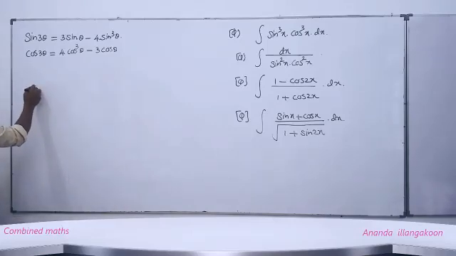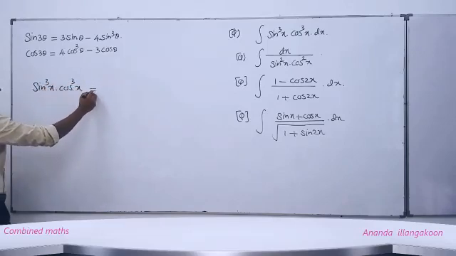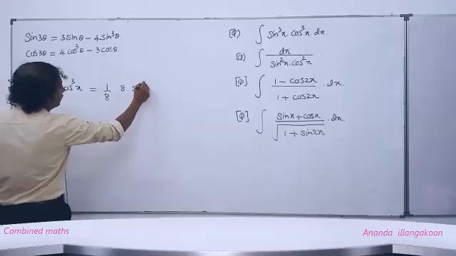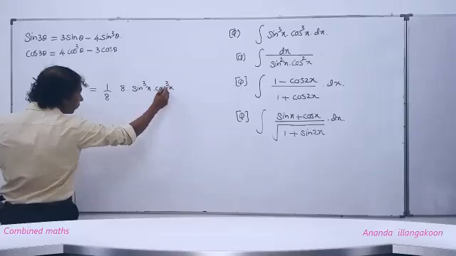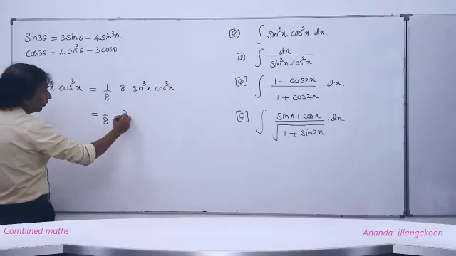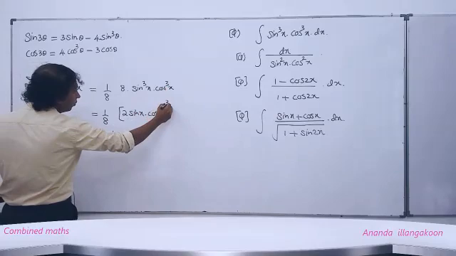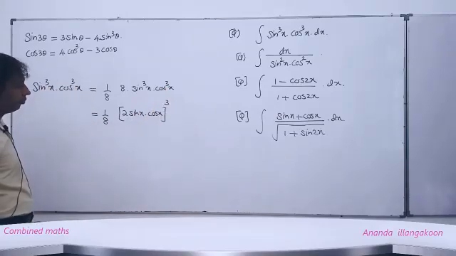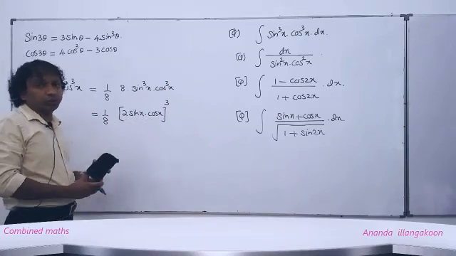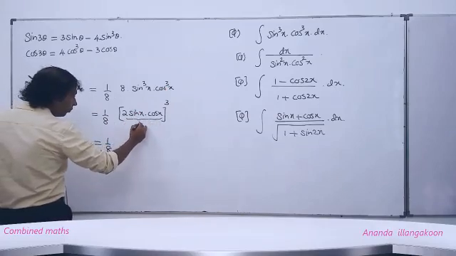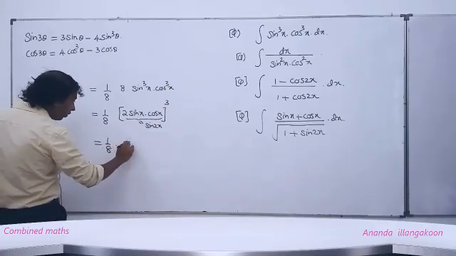The first one I can do like this: sin cube x into cos cube x. I multiply this by 8 and divide by 8. This is nothing but 1 upon 8 times (2 sin x cos x) to the power 3. 2 sin x cos x is equal to sin 2x. That to the power 3 means sin cube 2x.